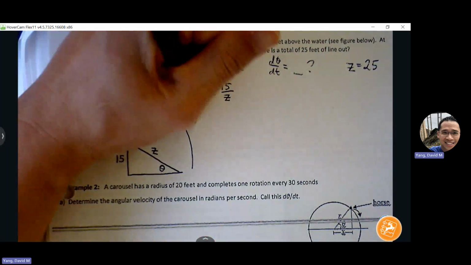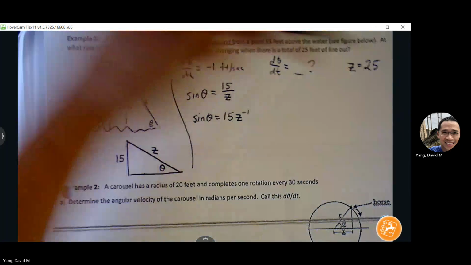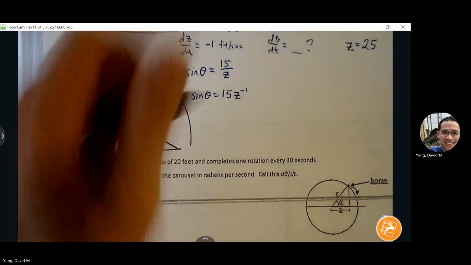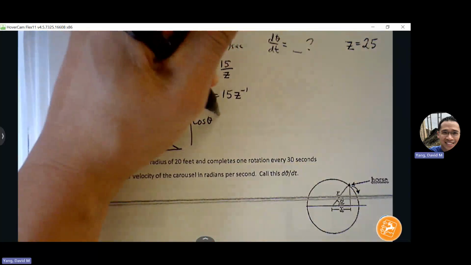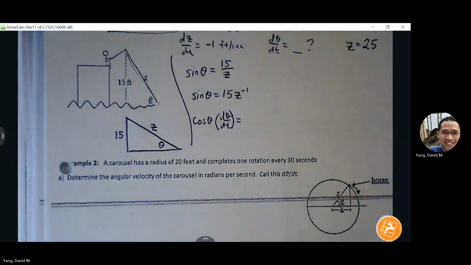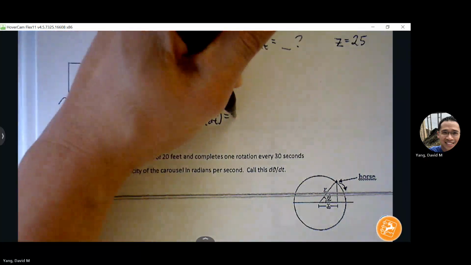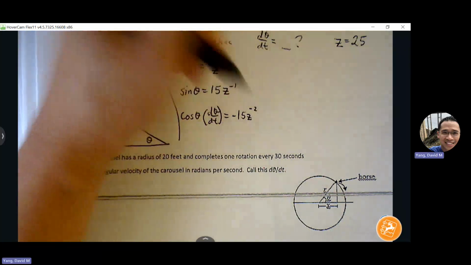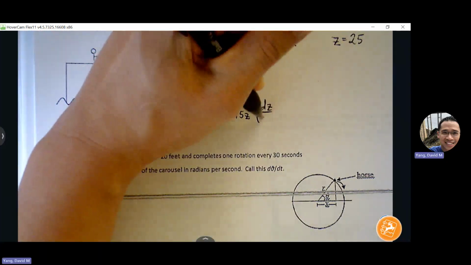Okay, so let me rewrite this. Okay, let's find the derivative. Sine theta becomes... Remember, related rates here, so we also need to include what? D theta dt. Okay, power rule. 15z to negative 1 becomes z to the negative 2 dz dt.